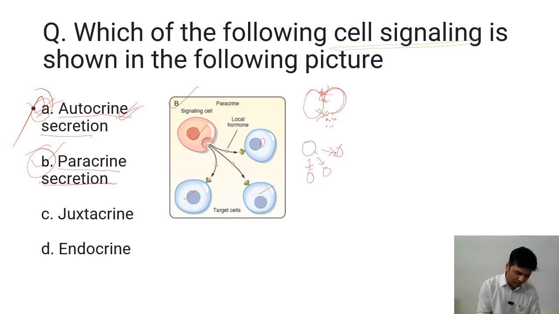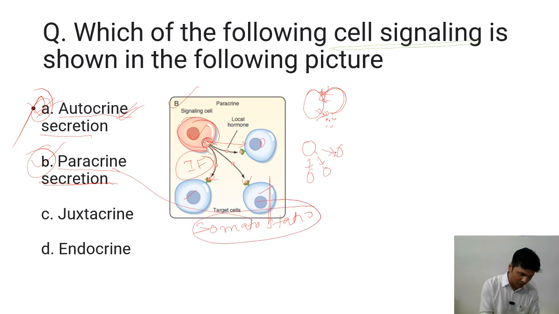So it releases something here and goes into the interstitial fluid, not going to the blood. These are the nearby cells, and between the cells we know the interstitial fluid is present. It is released into the interstitial fluid, and then through the interstitial fluid it acts on the nearby cell. That is paracrine, and an example is somatostatin.